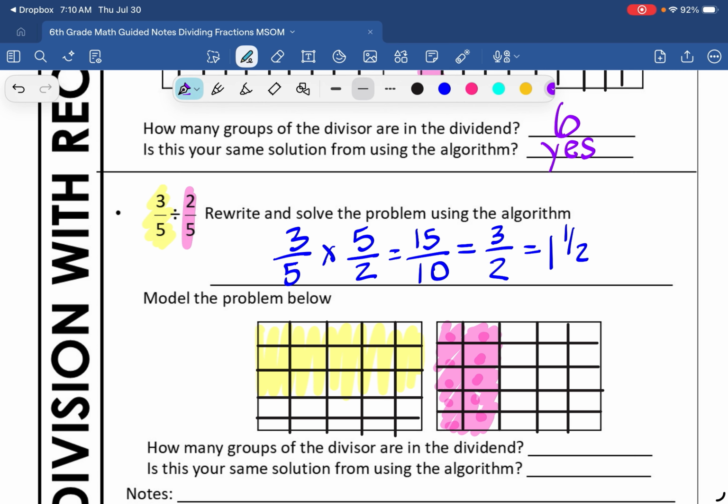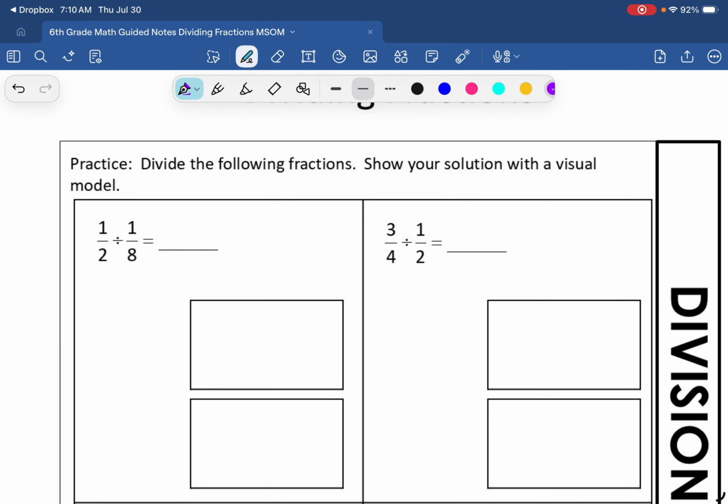I'm going to circle groups of 10 here on my dividend. So here is one group of 10, and here is another group of 10, except for the second group of 10, that's only 5/10 or 1/2 that's shaded. So I have 1 1/2 groups shaded, and that is the same that I got with my algorithm. Practice. Divide the following fractions.